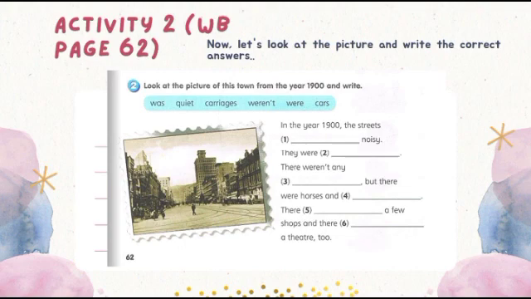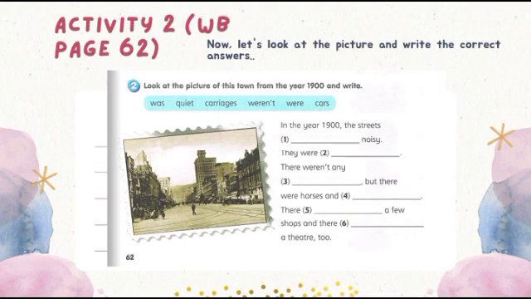Okay children, let's look at activity 2 on page 62 of your workbook. Kita tengok pula activity 2. Muka surat 62, buku kerja kamu. But this one can be your homework ya. Yang ini boleh jadi kerja rumah kamu. Boleh buat bila-bila masa kamu free ya. Ada kelapangan. Okay, look at the picture of this town from the year 1900 and write. Lihat gambar ini yang merupakan gambar pada tahun 1900. Kemudian tulis jawapan yang betul. Okay, so the answers are given to you in the box ya. Jawapannya sudah diberikan di dalam kotak biru itu.